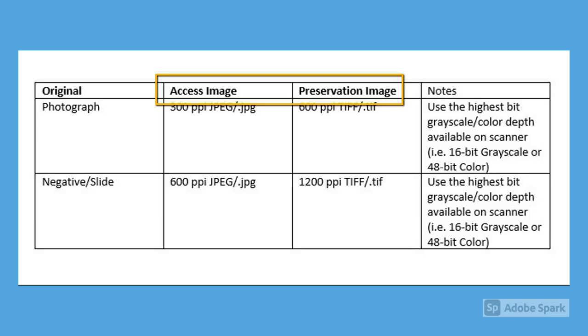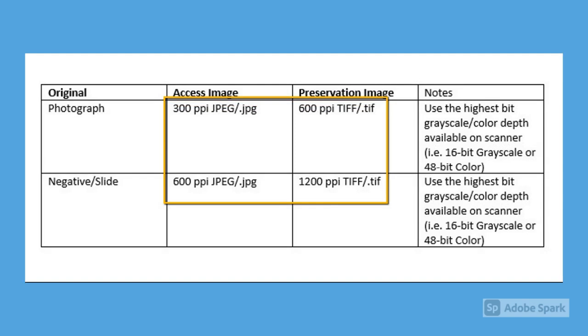You will need to determine if you are scanning for access or preservation or both. Access images are those you want to easily share via email or social media. You don't want those files to be too large in size, or you might have technical difficulty sharing them. We recommend saving your access images as JPEG images. Preservation images are your master images, the highest quality reproductions you can make from the original analog image. We recommend saving those as TIFF images.